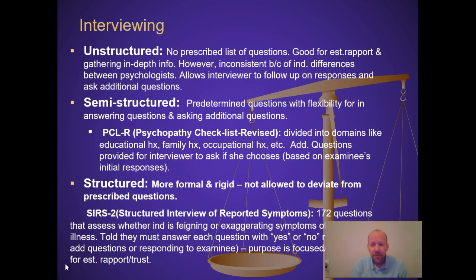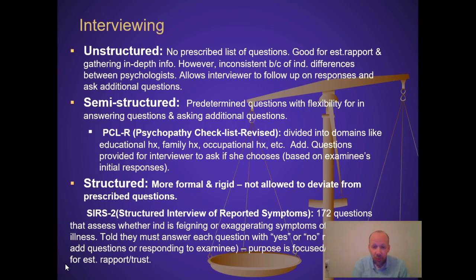So there are some stipulated questions to be asked, but you can ask additional questions or follow up. The PCL-R, Psychopathy Checklist-Revised, developed by Dr. Hare, is divided into domains like educational history, family history, occupational history, etc. But you can add questions provided for the interviewer to ask, if he or she chooses, based on the examinee's initial responses. So there's some flexibility within a semi-structure.